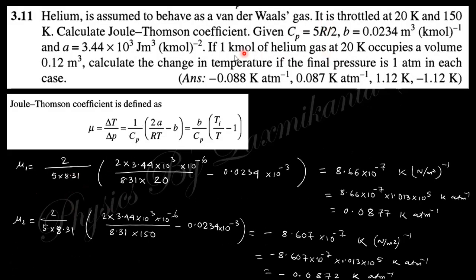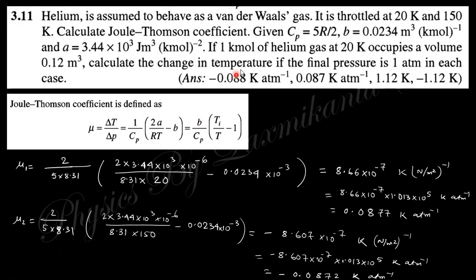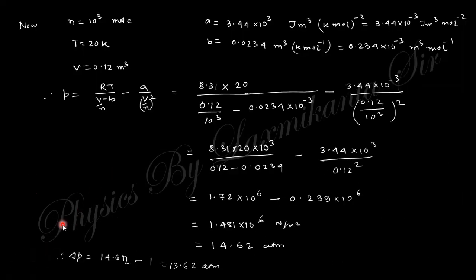Next one is: if 1 kilomole of helium gas at 20 Kelvin occupies this volume, calculate the change in temperature if the final pressure is this. So you need to know the initial pressure, which can be calculated by P equals RT by (V minus b) minus a by V squared, but there are n moles, so that's why V by n. And this is 1 kilomole, that's why 1000 mole.